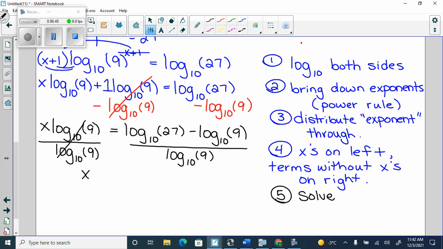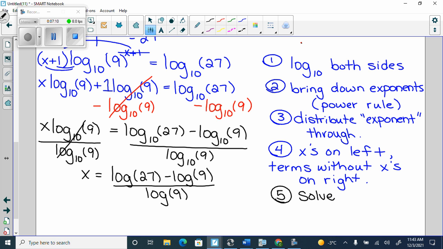And now I get x equals. Now I can just literally write them without the base 10s, right? The base 10s aren't needed. The only reason why I put the base 10s in is so that you don't take that number and drop it into the base 10 spot. That's it. So now I could just do log 27 minus log 9 over log 9.